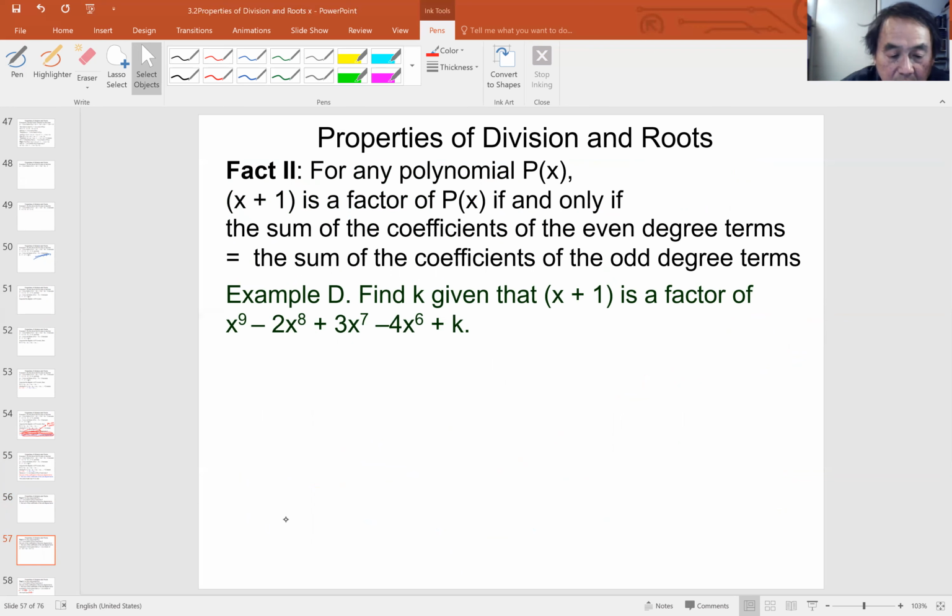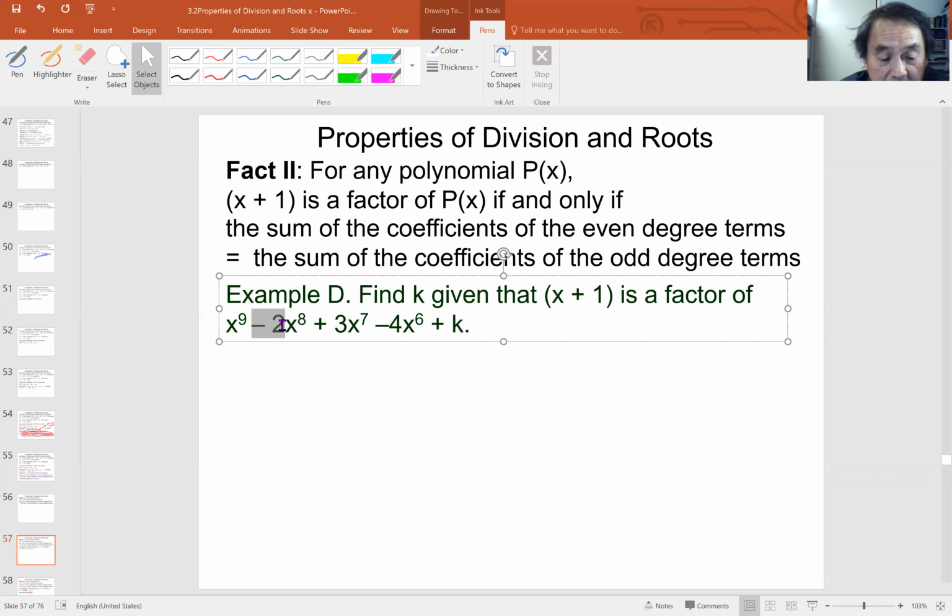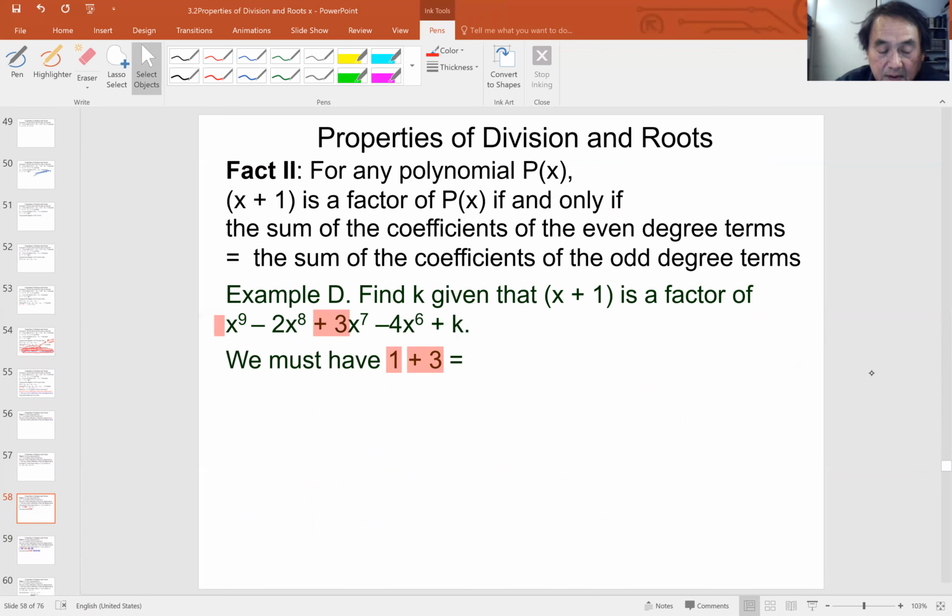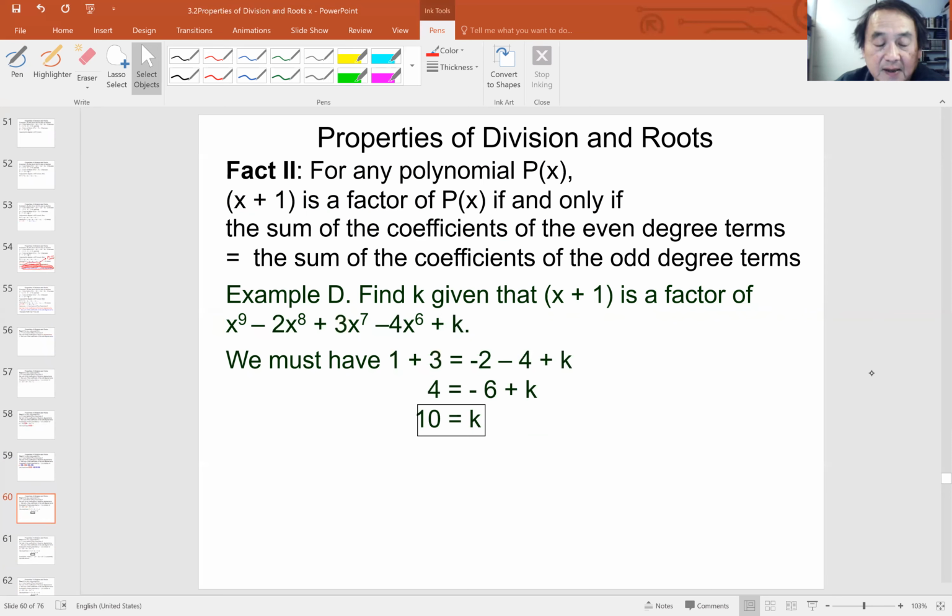What are the even degrees here? These 6th power, and k is the 0 degree. That's even degree. So I need -2, -4, and the k added together to be the same as the sum of the odd degrees, the 9th and the 7th power, which is 1 + 3. So the only way for this to happen is k has to be 10 in order for x + 1 to be a factor.